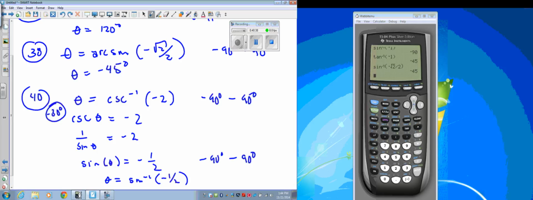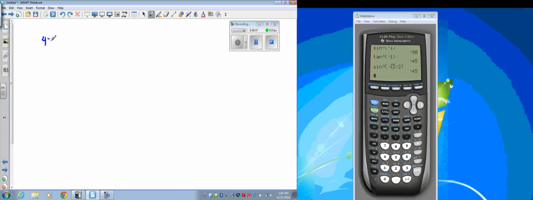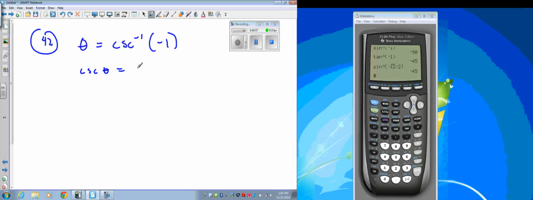Okay, so 42: theta equals cosecant. This one maybe you know it, I don't know. Cosecant's 1 over sine. So sine theta equals minus 1. Where's that going to be? Theta equals negative 90. Right?